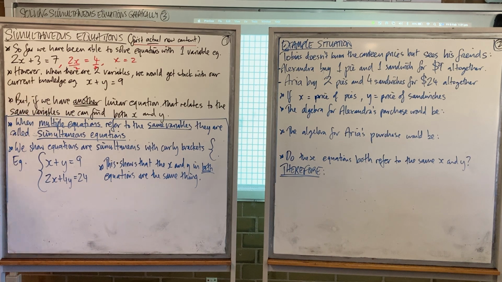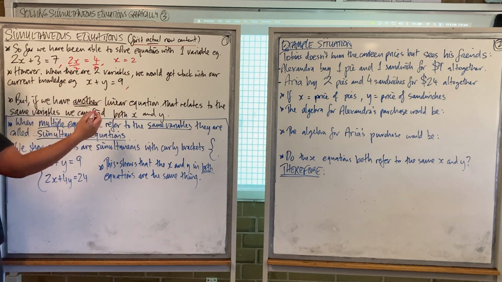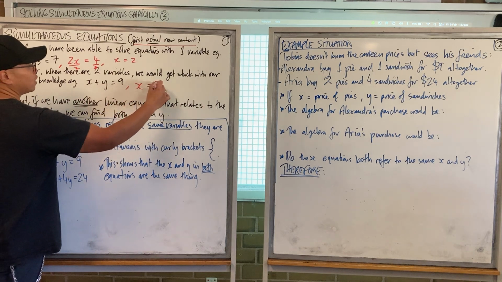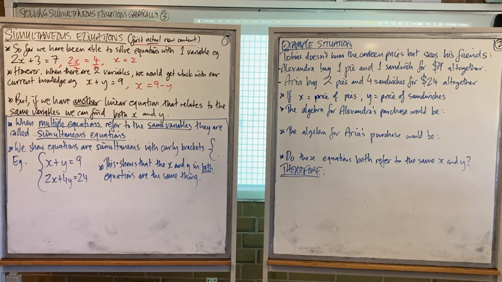However, when there are 2 variables, if you do what I've taught you so far, you're going to get stuck with your current knowledge. If my question was x plus y, what could I do? Could I get rid of the y? What's the opposite of adding y to something? Subtracting y. So I've got x is equal to 9, take y. Am I any closer to working out anything? No. Because there's 2 things that I don't know. But if we have another equation that relates to the same variables, we can actually solve this.